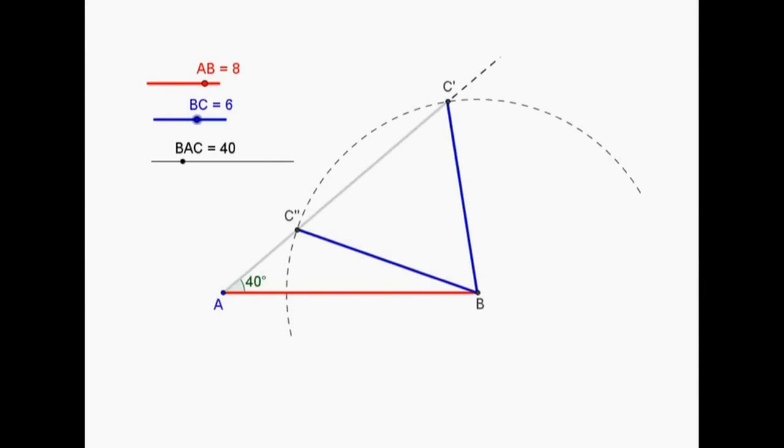This is the ambiguous case, the sine and cosine rule. The slider bars in GeoGebra here dictate an angle and 2 sides of a triangle, and of course you can imagine that as the angle at BAC increases, there will be a point when it's a tangent to that circle, and so then you would have a unique triangle that satisfies the properties given.